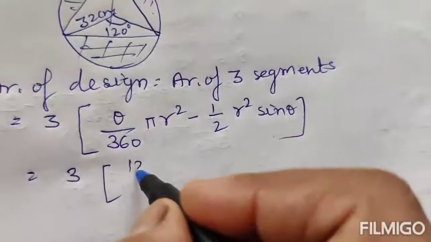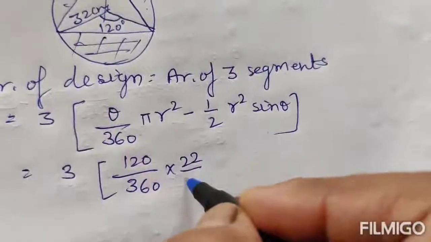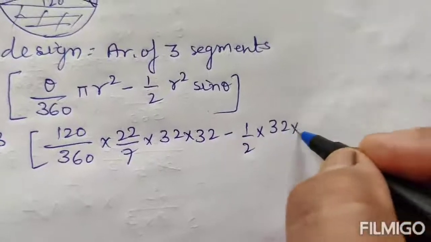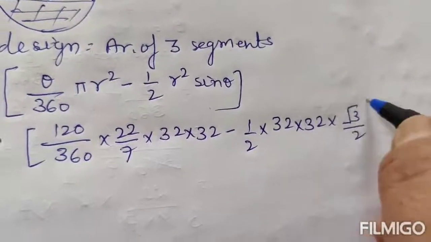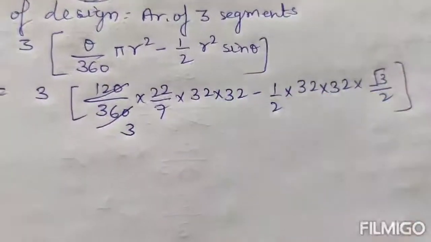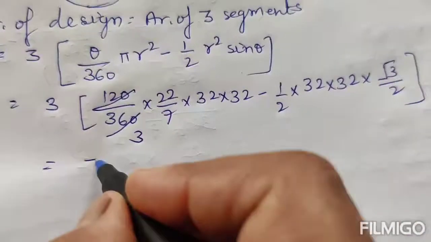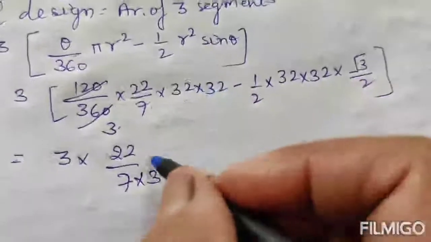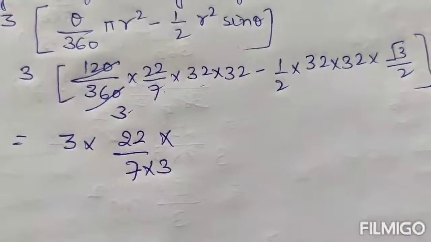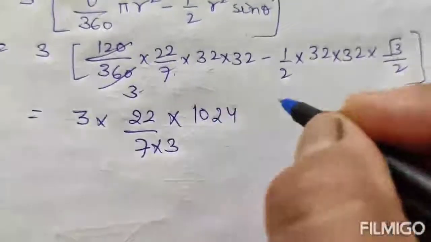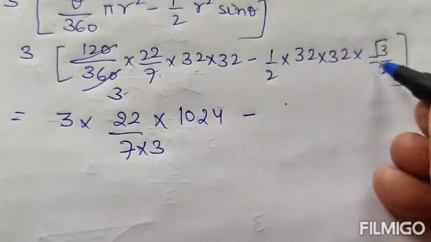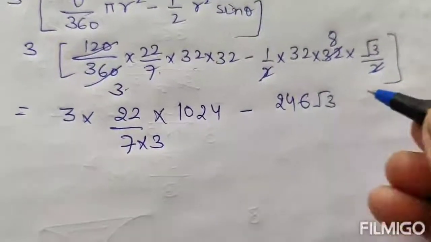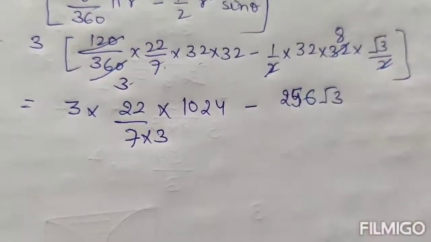Theta is 120 degree by 360 into pi r square, 32 into 32, minus 1 by 2 r square, 32 into 32, and sin 120 degree is root 3 by 2, and solve. 3 into 22 by 7, and 32 into 32 is 1024, minus 1024 by 4, 256 root 3.